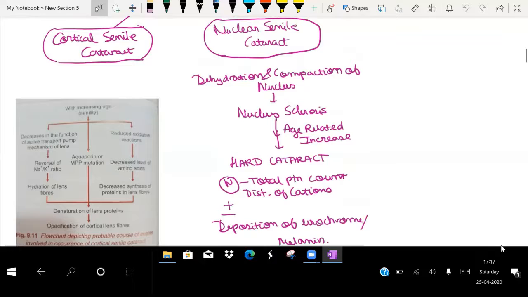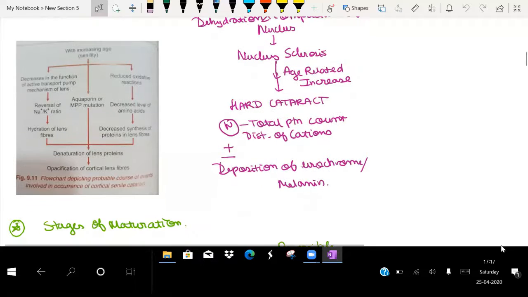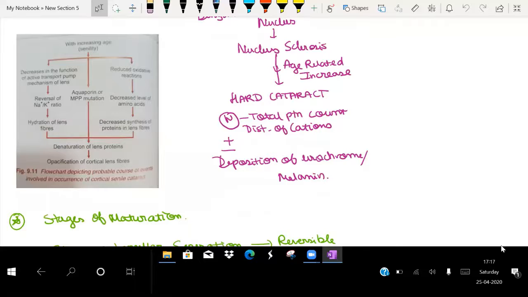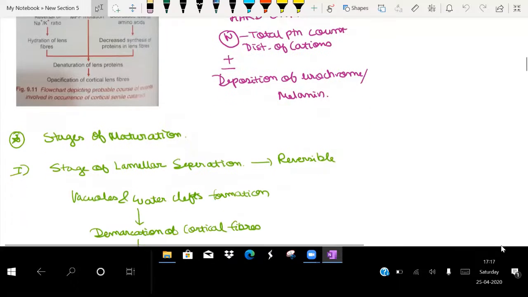While in the nuclear cataract, there is dehydration and compaction of the nucleus, leading to something called nuclear sclerosis. With age, there is an increase in the grading of the nuclear sclerosis, leading to hard cataract. In nuclear senile cataract, the total protein count and the distribution of the cations are normal. There could be plus or minus deposition of urochrome or melanin pigments.